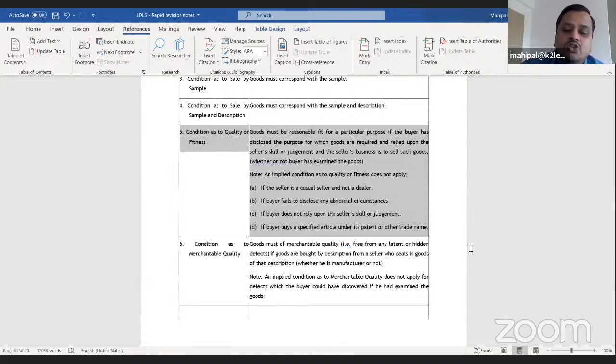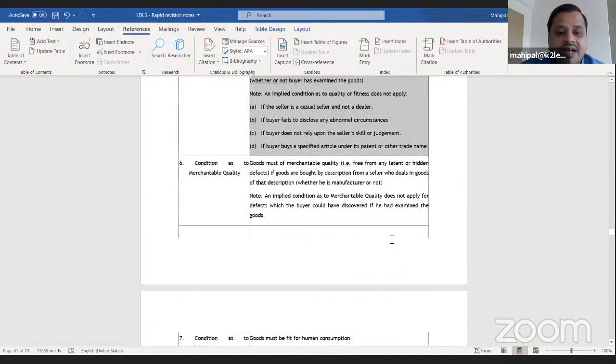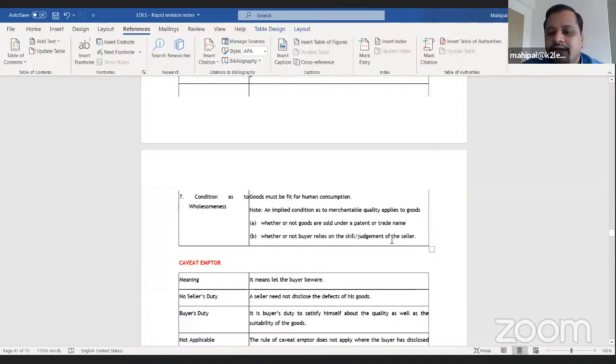Next, condition as to merchantability means to say it should not have any defect, and condition as to wholesomeness generally deals with human consumption. You cannot sell medicine after the expiry date or food which has expired.